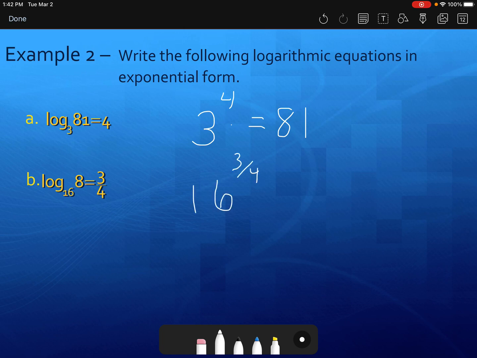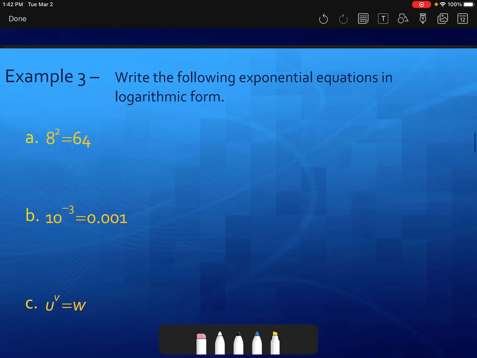16 to the 3/4 equals 8. And that is true, right? Well, is it? Well, I can break this up into 16 to the 1/4, to the 3rd. Well, 16 to the 1/4 is actually the 4th root of 16, which is 2. So 2 cubed is 8, guys. Nice. So it does work.